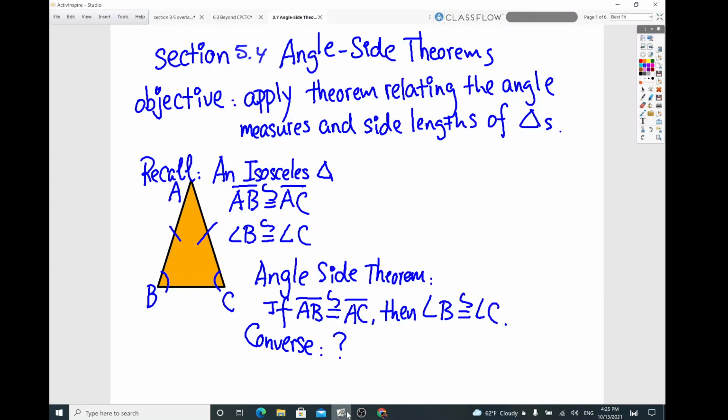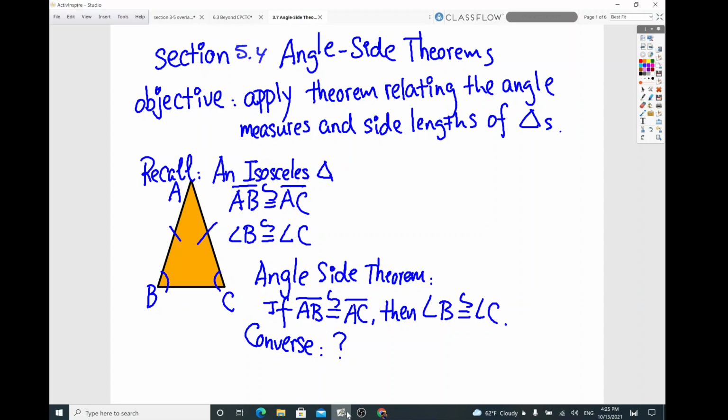So this one is for the big idea, section 5.4, the angle side theorem. Objective: apply theorems relating angle measures and side lengths of triangles. So let's just record an isosceles triangle. So, isosceles triangle, what do you guys notice?